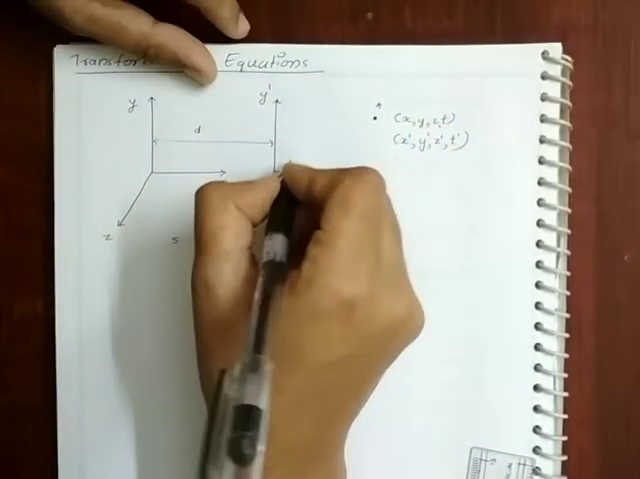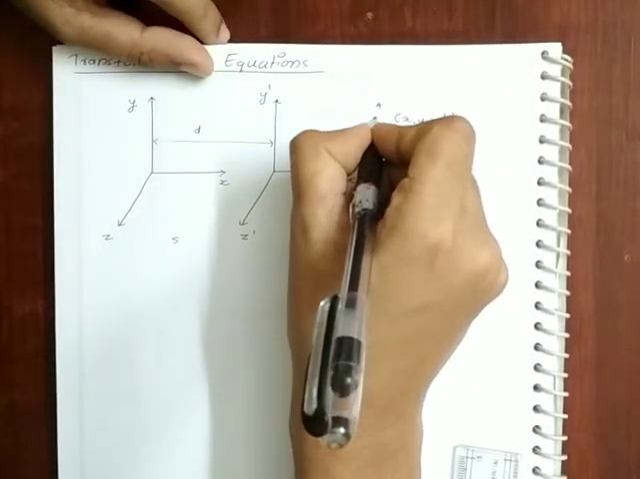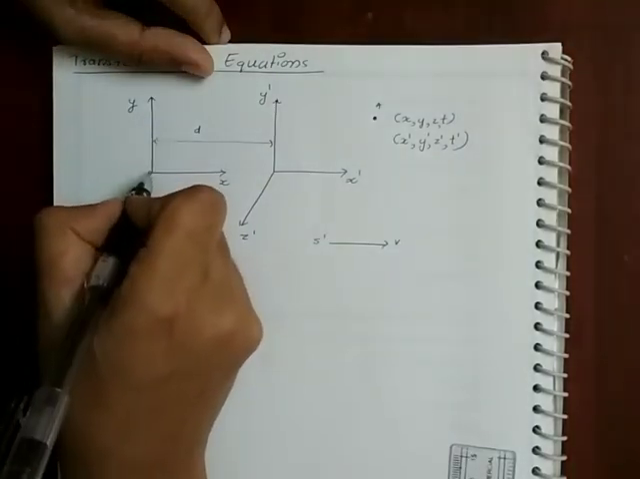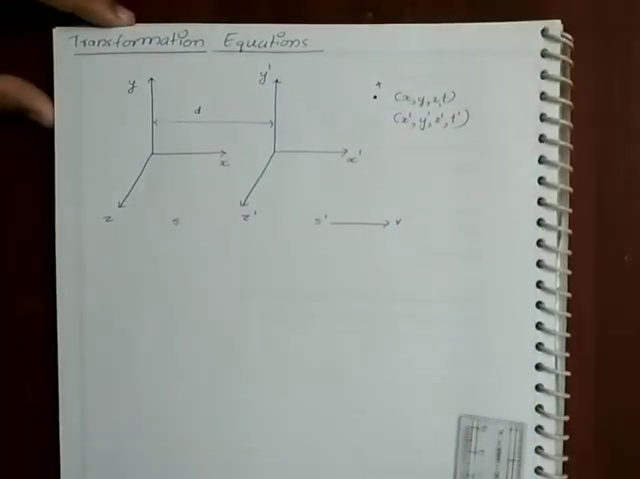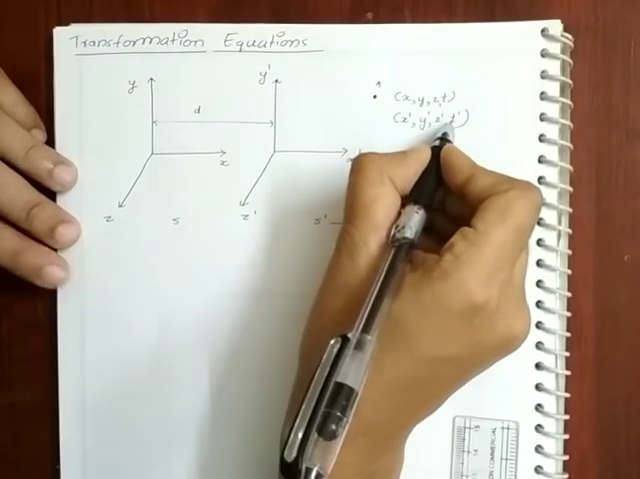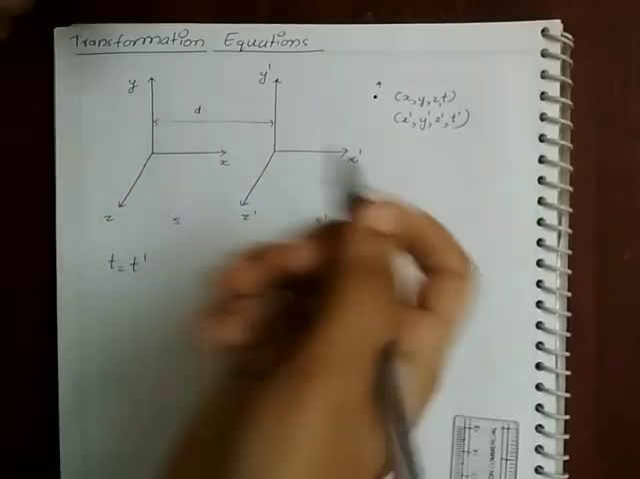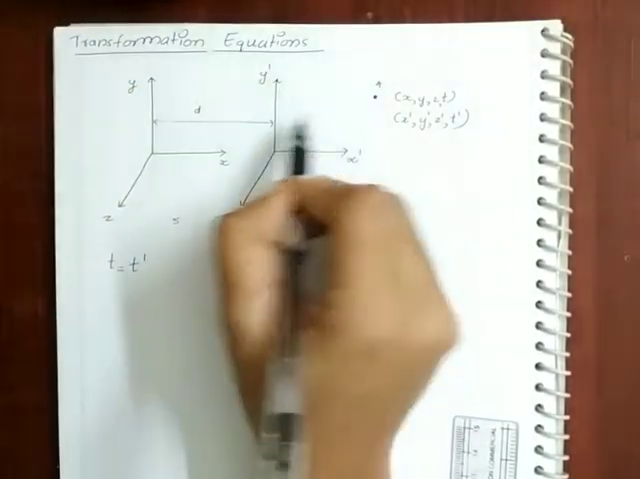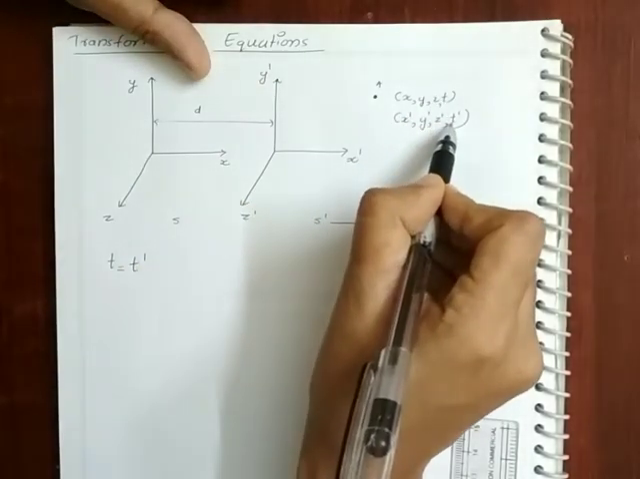Now when we observe from this frame, the coordinates of A is x prime, y prime, z prime, and t prime, and when we observe from this frame, it is x, y, z, and t. Now by comparing, we can say that t is equal to t prime. Why is it so? Because after a time t, in both the frames we are observing the event after a time t. So in both the cases, t and t prime are same.